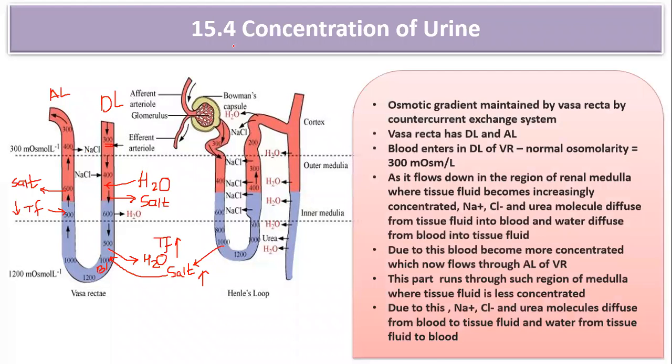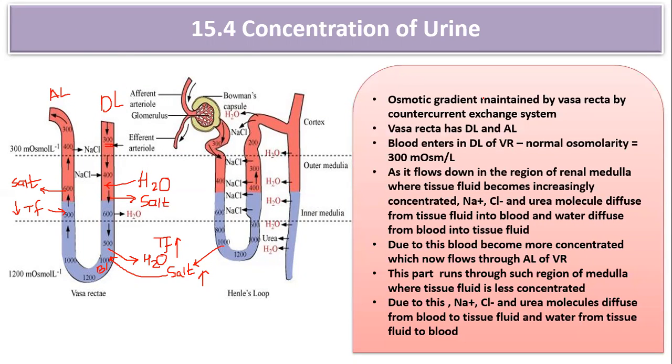So you can see what is written: osmotic gradient is maintained by vasa recta by counter current exchange system. Vasa recta has a descending limb. You can see over here, this is a descending limb. This is the ascending limb. So blood enters into the descending limb of vasa recta. VR stands for vasa recta. It has 300 milliosmol. You can make out in the diagram.